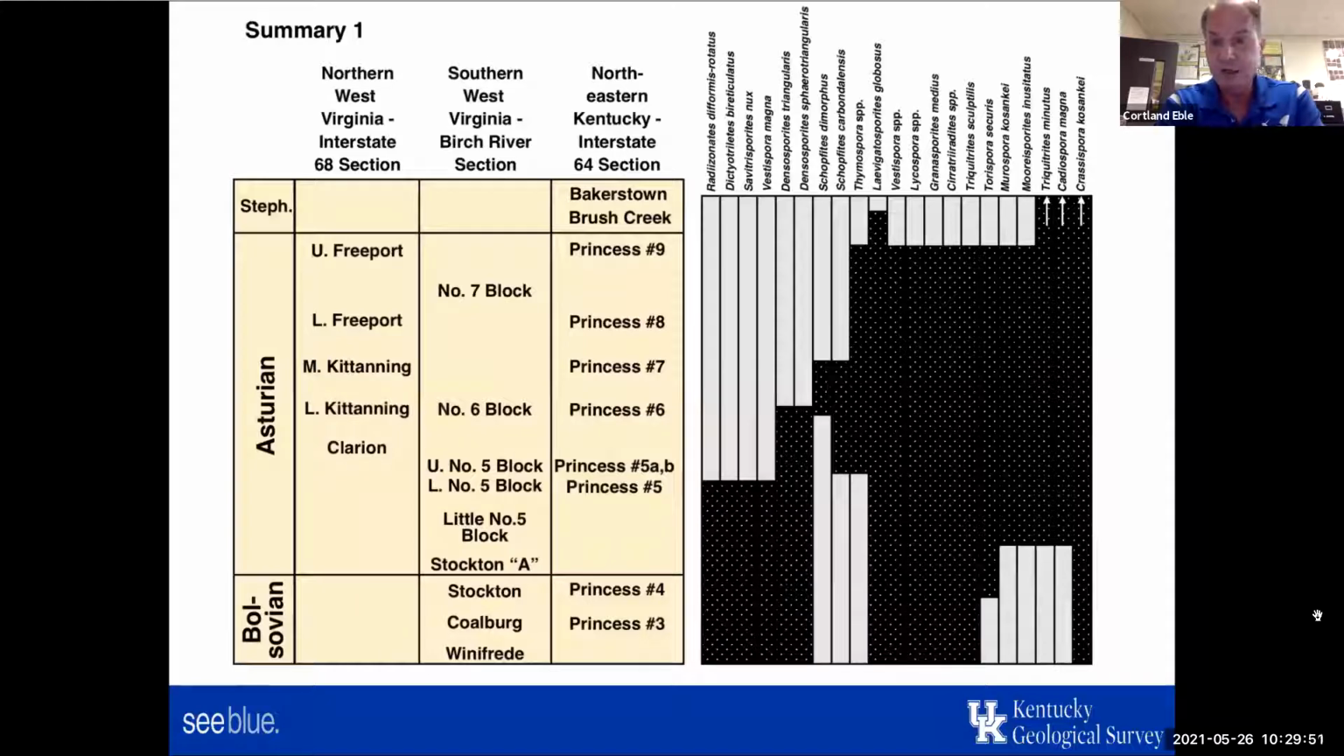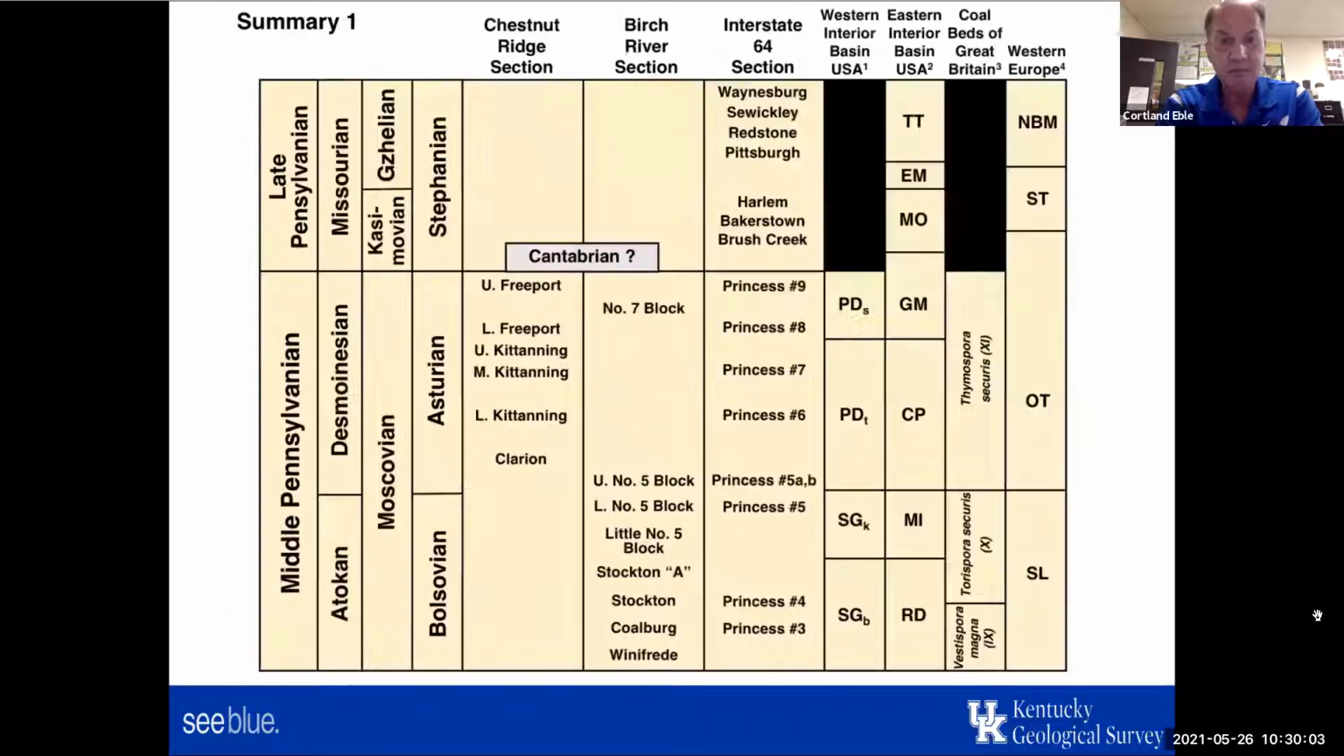These are just two summary slides, showing how we can use palynology to break things down and use it for biostratigraphic correlation. That's just extending it through at least the different assemblage zone criteria that I'm aware of. And those are the sections that we've talked about in the Appalachians. Next slide.